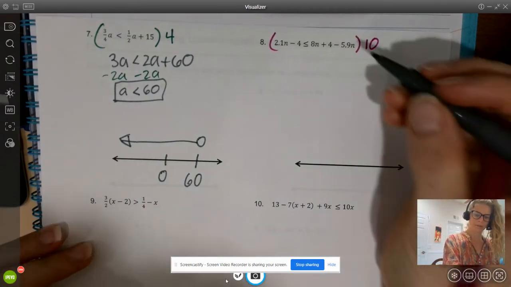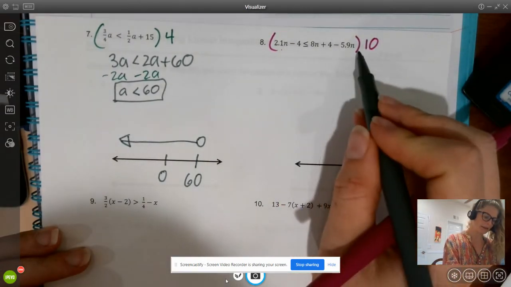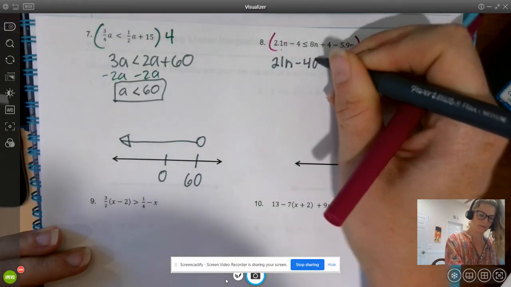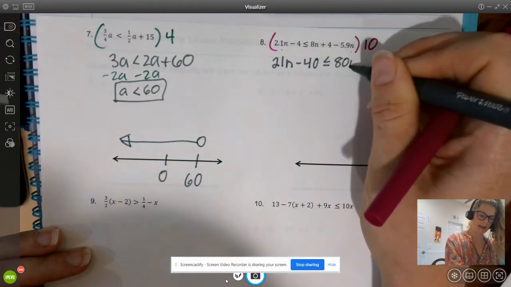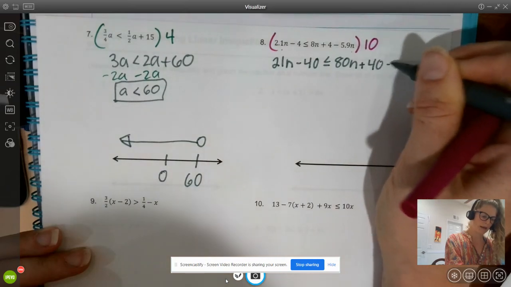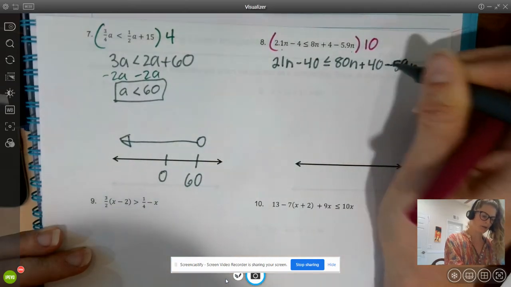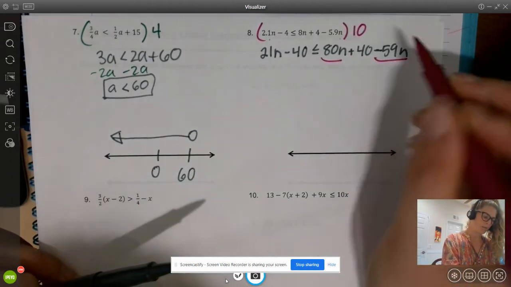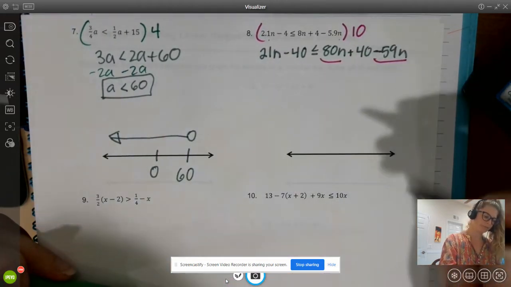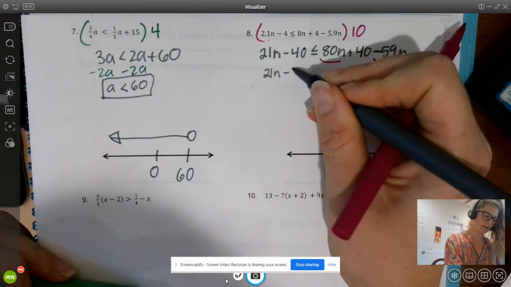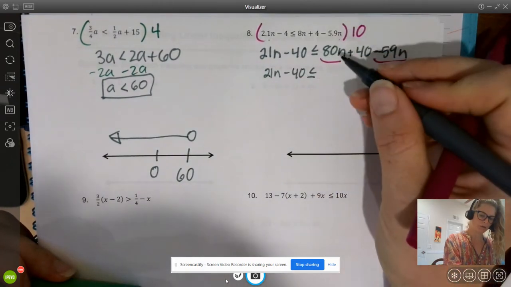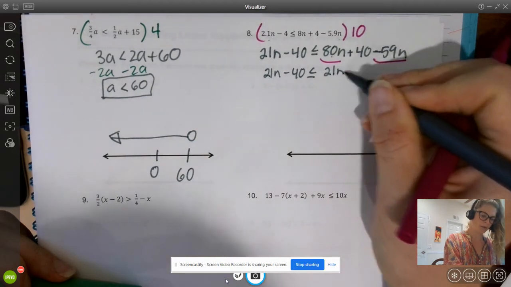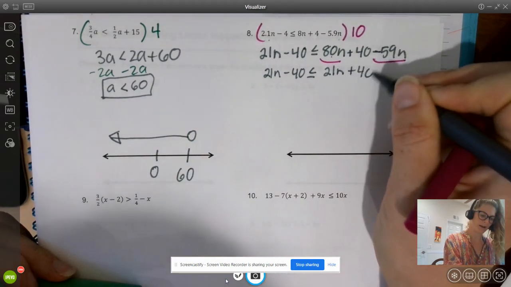And when I do that, multiply everything by 10 because there's only one decimal place that I'm getting rid of. I end up with 21n minus 40 less than or equal to 80n plus 40 minus 59n. So before we start inverse operations, I love to simplify. So I have 80n minus 59n. So we're still going to have 21n minus 40 is less than or equal to, and 80 minus 59 gets me 21. 21n plus 40.